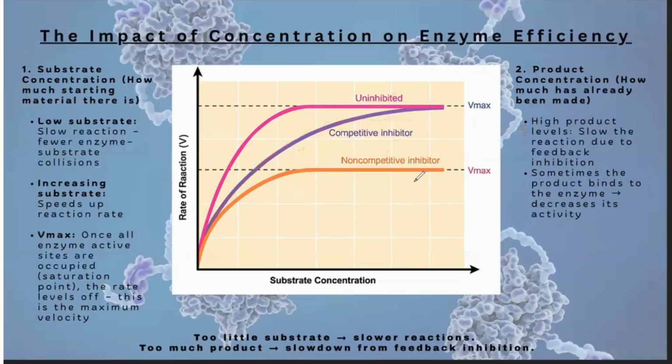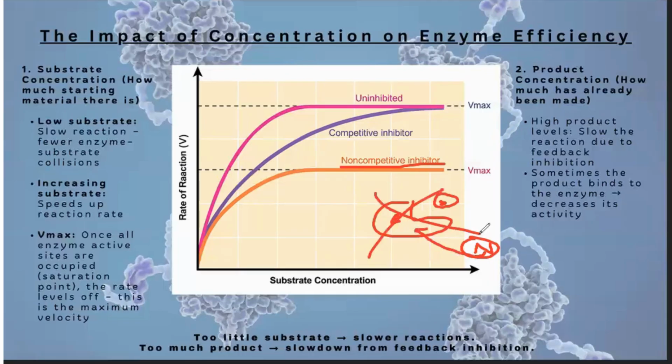Now, the least swift is the non-competitive inhibitor, because remember, we have the enzyme, we have the substrate, and we have the non-competitive inhibitor. So once the non-competitive inhibitor attaches, it stops.